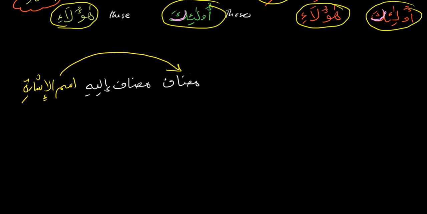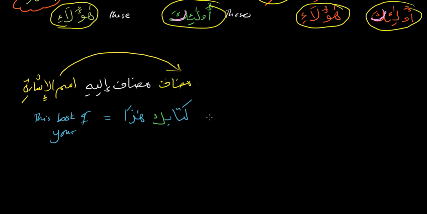So if the ismu ishara is pointing to the mudaf, it will come after the mudaf. It won't come in the beginning. So that you'll see what I'm saying. Kitabuka hazihi. Kitabuka haza. So this will be translated as this book of yours.